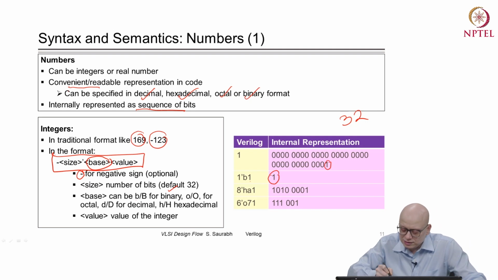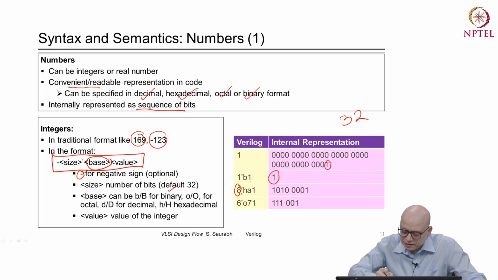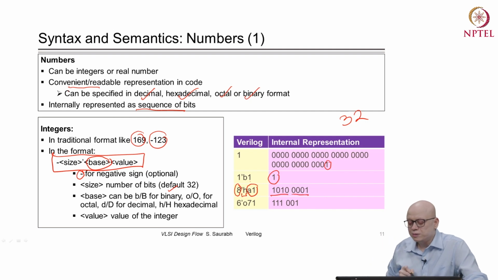And then the third number is 8'hA1. So 8 means that it is of 8 bits. H means that it is a hexadecimal number, and A1 is the number. For A we have 1010. So A in hexadecimal is 1010 in binary, and for 1 we have 0001. So this will be the internal representation.